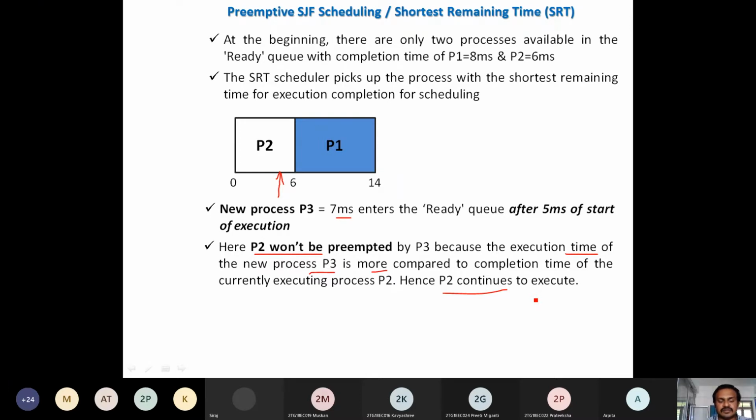Hope you got the concept. Why is P2 not preempted? Because the completion time left for P2 is only 1 millisecond, but the execution time for the new process P3 is 7 milliseconds. Comparing these two times, P2 is less, P3 is more. Agree? Hence, P2 is going to continue its process to completion.